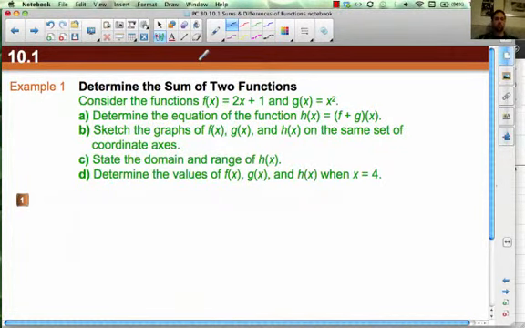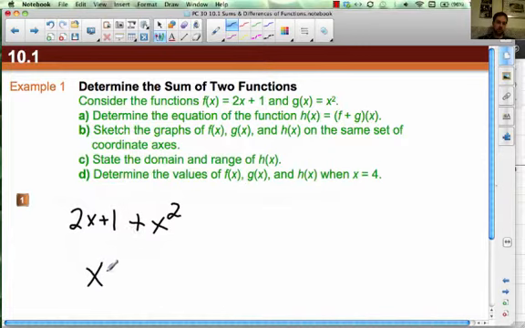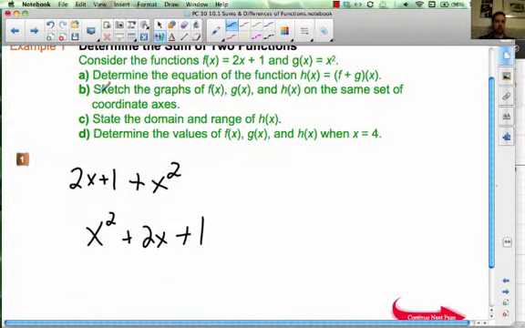So example 1, we want to determine the sum of two functions. So we're looking at these two functions, f of x equals 2x plus 1, and g of x equals x squared. So A, determine the equation of the function h of x equals (f plus g) of x. So all we have to do is take our f of x, 2x plus 1, and we add to it our g of x, x squared. And of course, if we write it in descending order of power, x squared plus 2x plus 1. And we see that we get a quadratic here.